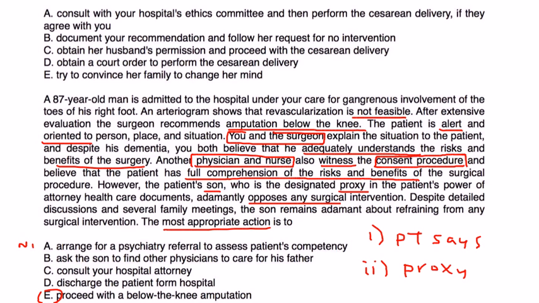Most of these choices are just an outright no. They don't have any role in the legal process. And then the hospital attorney involving the courts, that's the very last step. But getting him to see a psychiatrist or asking the son to find another doctor or discharging him is completely unethical. The first one is not even needed because we already have determined that he is competent. Both the physicians and the nurse have witnessed the patient and assessed his competency and agreed that he is able to make his own consent to this procedure.